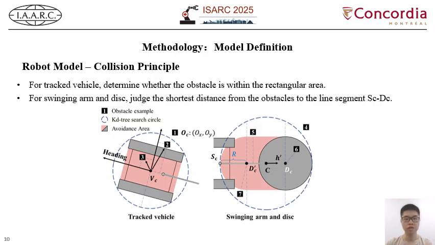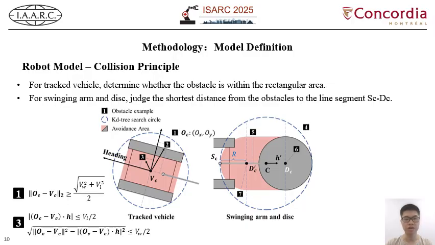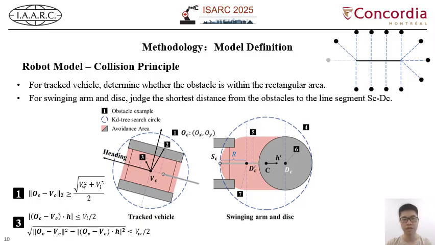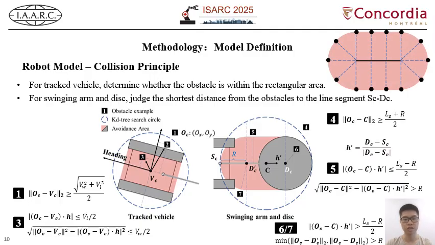Critically, we also define the collision principles of the robot, containing two parts. For the tracked vehicle, we check if obstacles are within its circumscribed circle and the rectangular area. For the swimming arm and disc, we judge the shortest distance from obstacles to the line segment, which includes the determination of three different regions. The collision area ultimately forms a capsule shape.